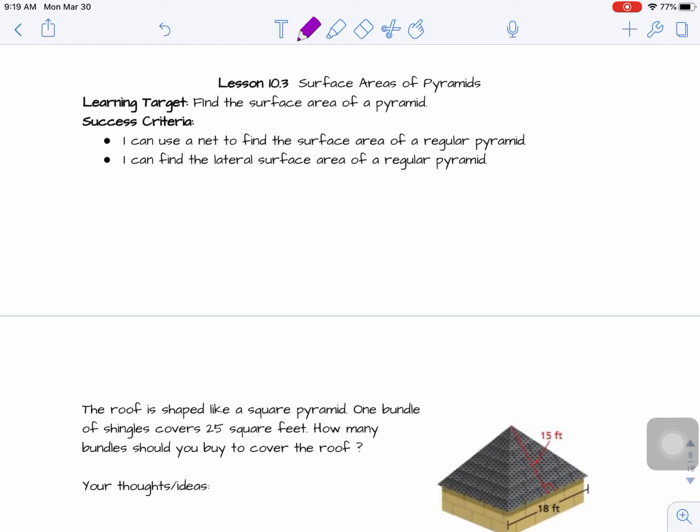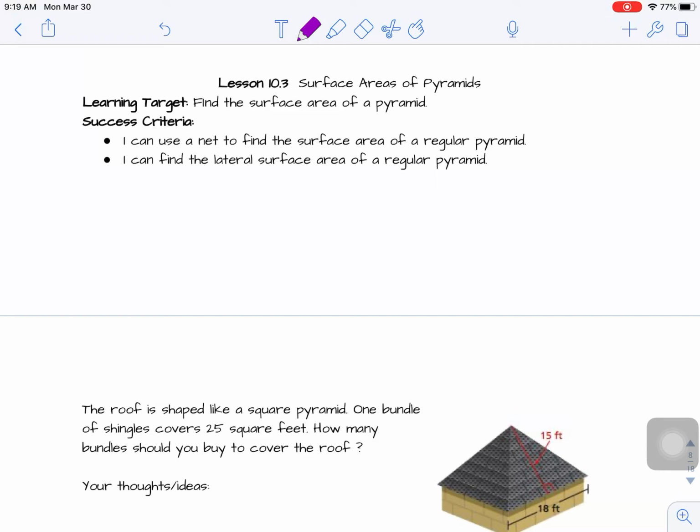All right, hey guys, today we are going to be looking at lesson 10.3, and we are actually going to break up this section into two different parts. So we are looking at surface areas of pyramids, and today we're going to focus on square pyramids, okay? Tomorrow we'll look at triangular pyramids and some pyramids with different bases.